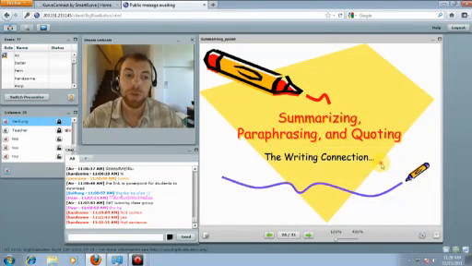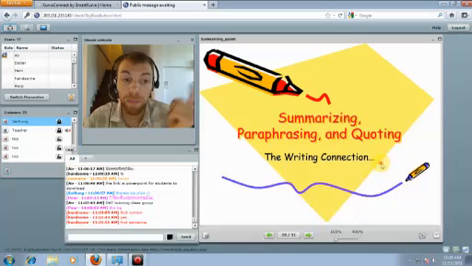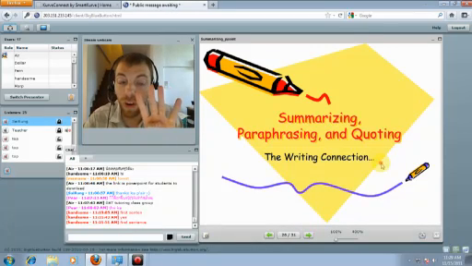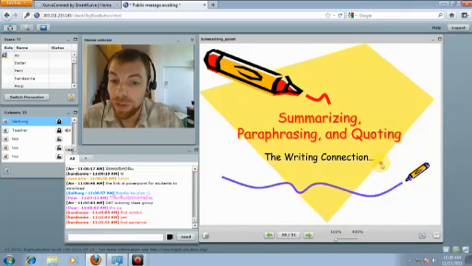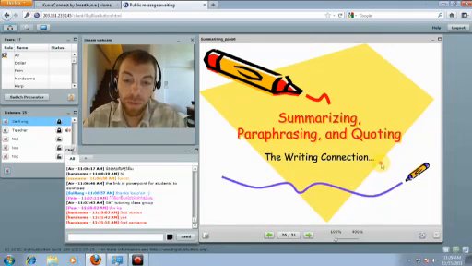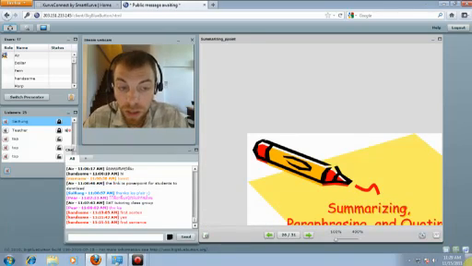Cool. So, we've learned about finding the main idea and then finding 3 or 4 other details to help us make the main idea important. Tell us why it is important. So when we summarize, we can also do 2 different things, and it's called paraphrasing and quoting.